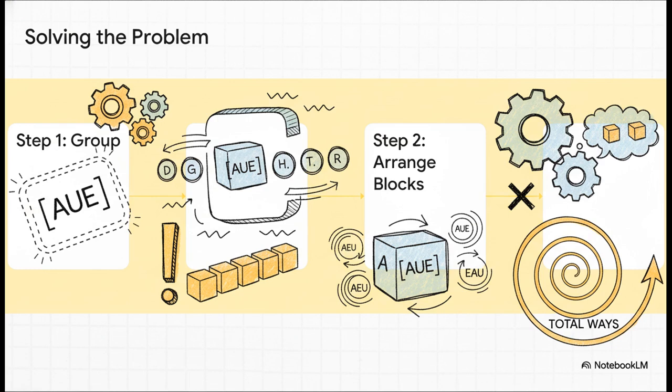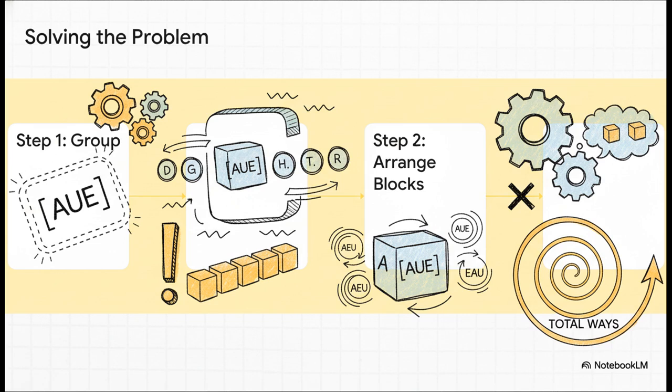Step 1, find the vowels. In daughter, they are A, U, E. Simple. Step 2, the rule is they have to stick together. So let's imagine we tie them all up in one box. So this box, AUE, is now just one item. Now what's left? D, G, H, T, R. So we have that one box plus these 5 other letters. That's a total of 6 items to arrange. And how do we arrange 6 items? That's 6 factorial ways.